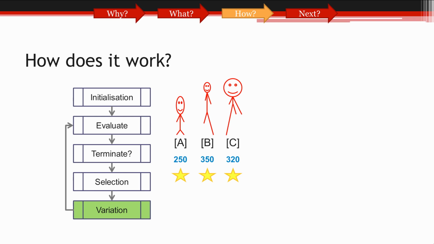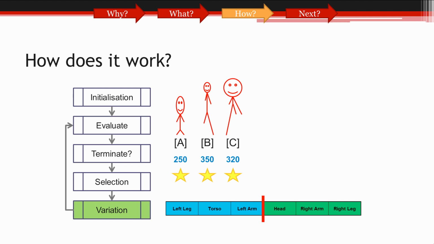Now it's time for the variation stage. Here we will aim to use our selected solutions, which we can refer to as the parent population, to produce new solutions, which we can refer to as the offspring population.